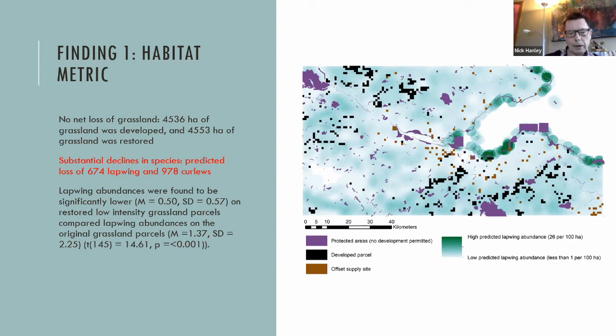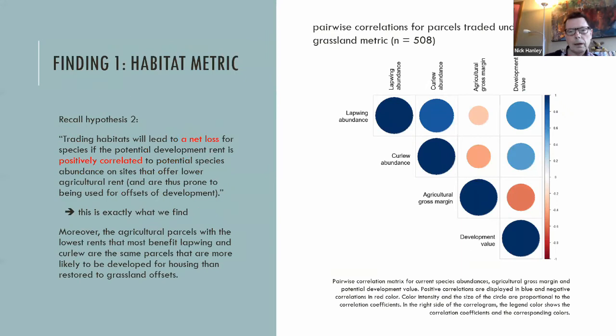So this is where we have now an offset market where the currency is hectares of low intensity grassland. So for every hectare of low intensity grassland you destroy, you have to pay a farmer somewhere else to create a new hectare. And what we see from that is no net loss in grassland. Well, that's by design, but we get a really big decline in both of our focus species, both lapwing and curlews. And the reason that's happening is because essentially we've got a positive correlation between development rents and species abundance.